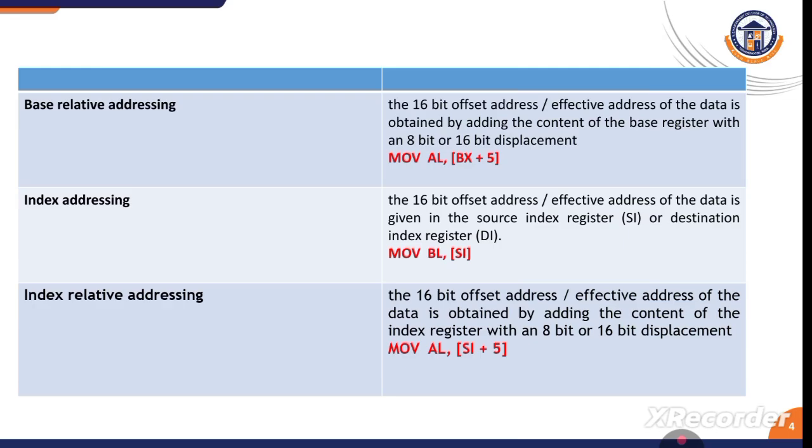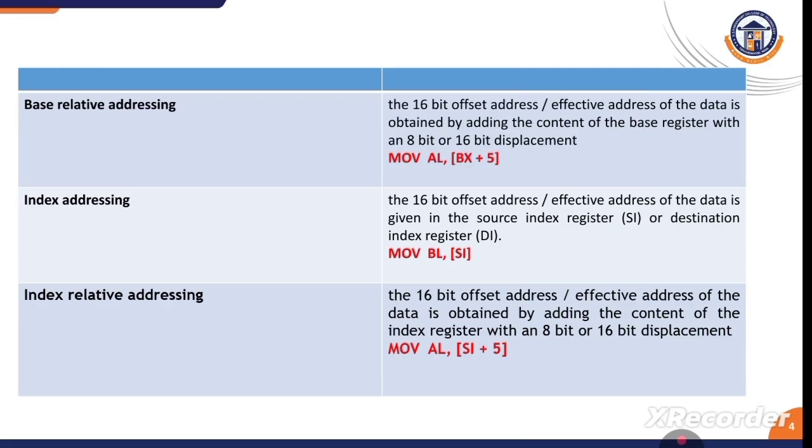Next, index addressing. The 16-bit offset address or effective address of the data is given in the source index register or destination index register. Here the example is MOV BL, SI.